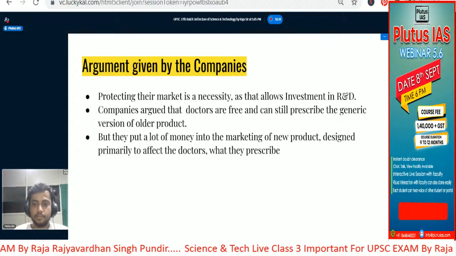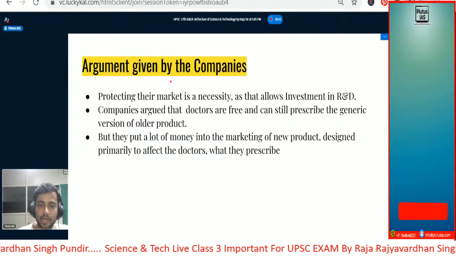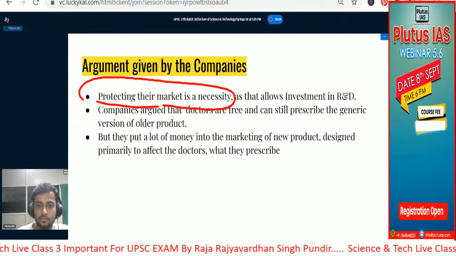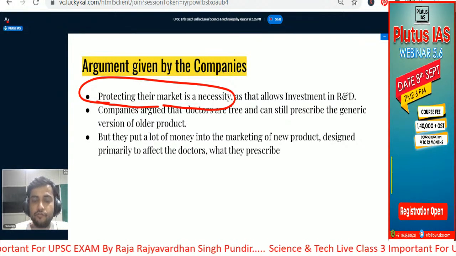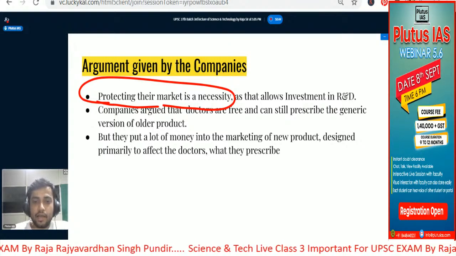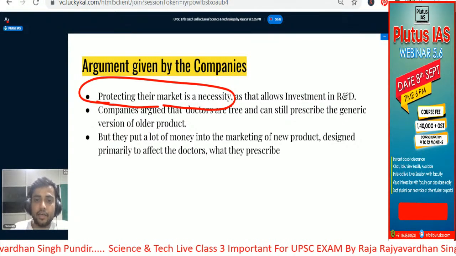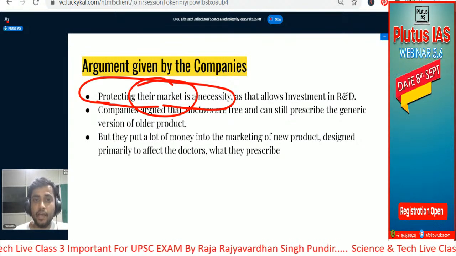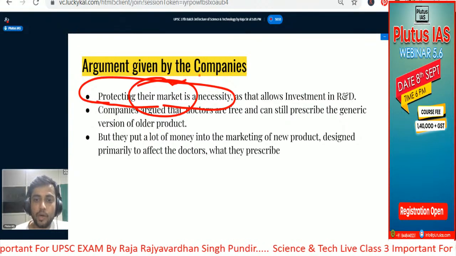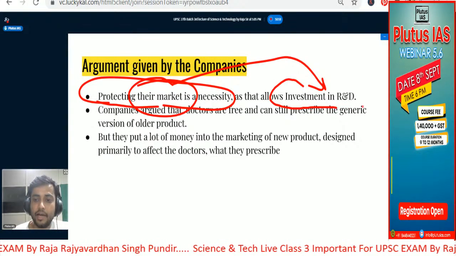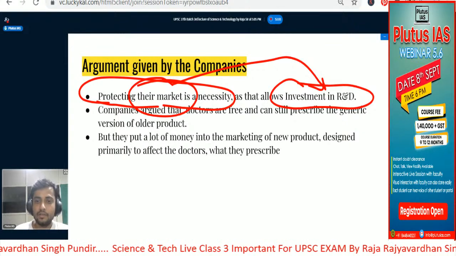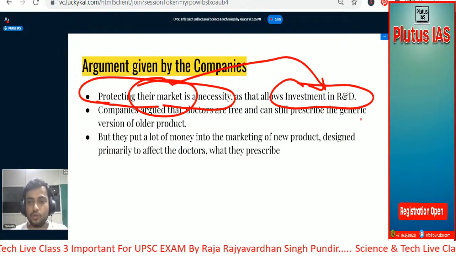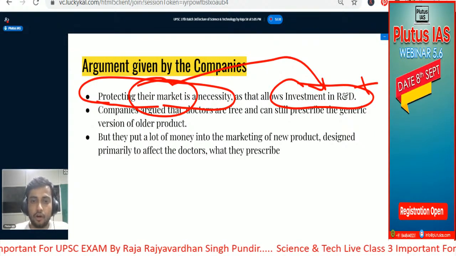So here the argument given by the companies is that evergreening is a necessity for them. When they did not get the judgment in their favor, they put the argument like this: that evergreening of patents is a necessity, because if they do not resort to evergreening, they will lose their market. They say that if they lose their market, they will not have enough funds to invest in R&D, and for this purpose they need evergreening of patents to maintain their market. This argument does not have much ground.